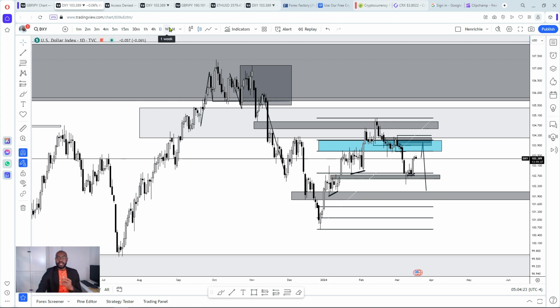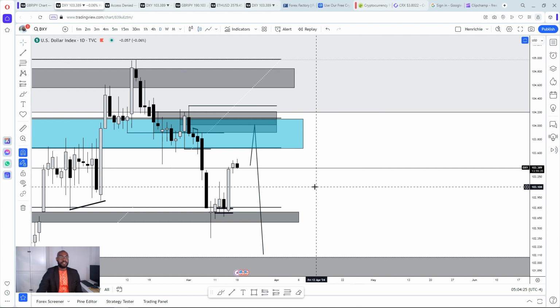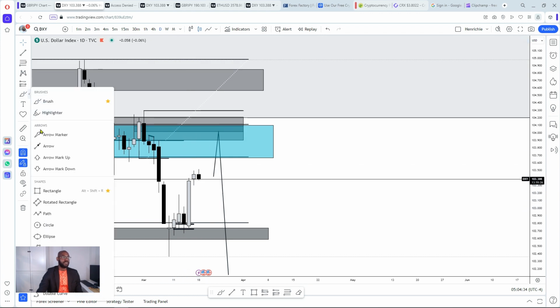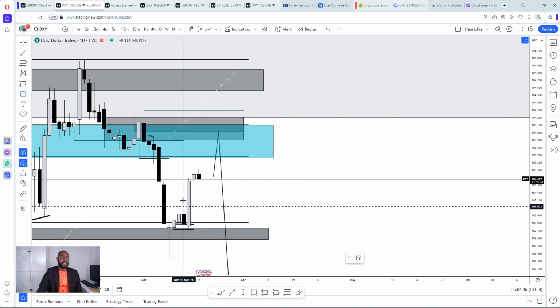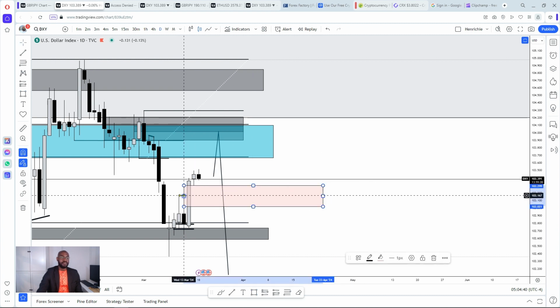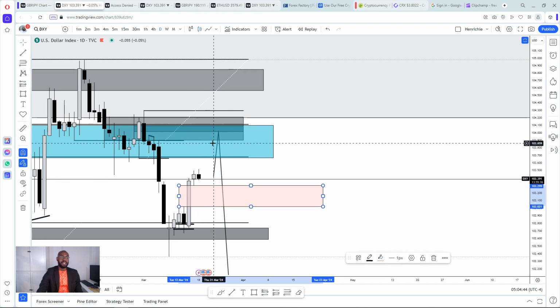So now the first thing to consider on the US dollar is currently we can see we have an inefficiency resting right here on the daily time frame. So the first thing we do is to outline that inefficiency. If the dollar is going to keep going to the upside, we wouldn't be surprised to see price retest this inefficiency before an expansion to the upside.